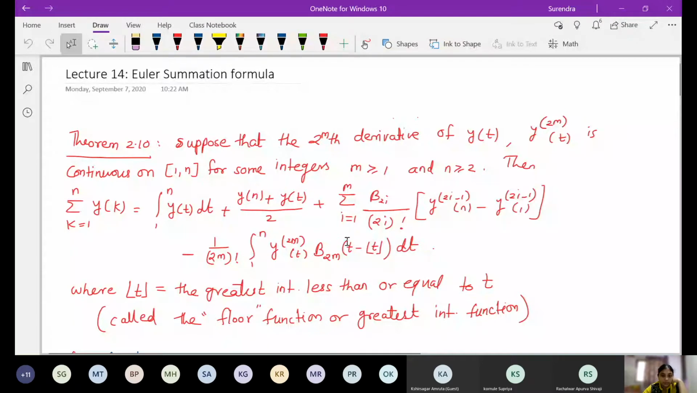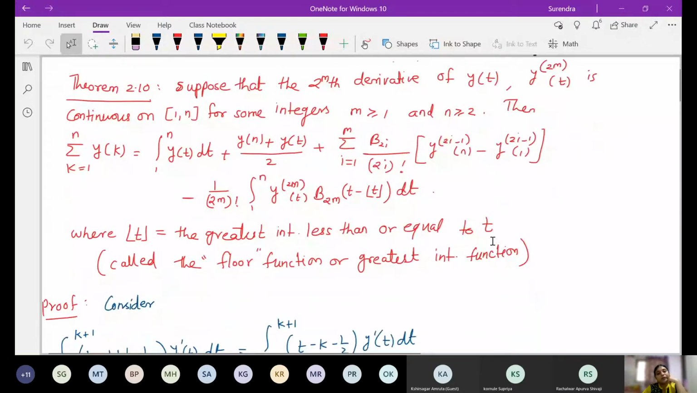So this is the Bernoulli polynomial, evaluated at t minus floor function t. What is this floor function t? The greatest integer less than or equal to t. Okay, it is also called the floor function or greatest integer function. I think everybody is familiar with this function. Yes or no? Are you familiar with this function?